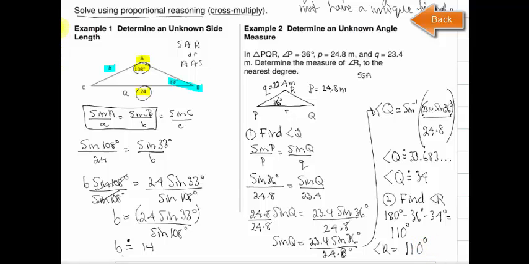And it's always good practice to label your diagram as you go along, so I should really have put 34 degrees in here right away. And then I can list that this is 110 degrees. So that's the end of examples 1 and 2.